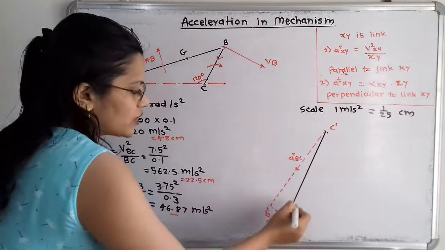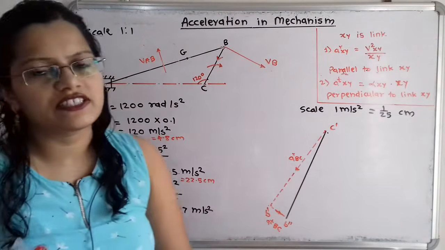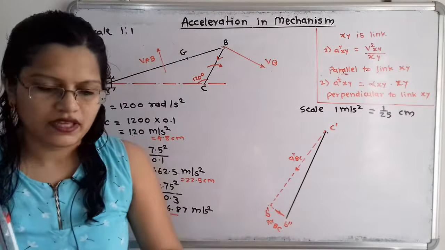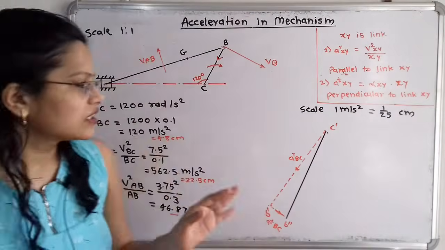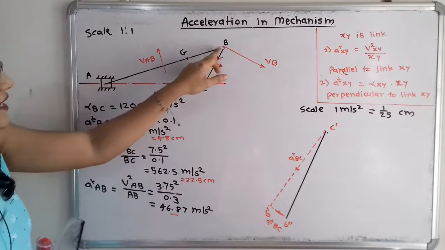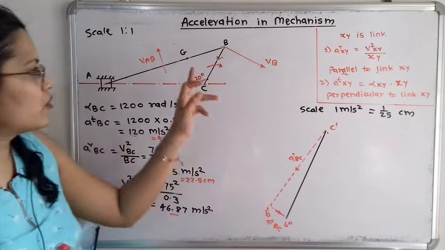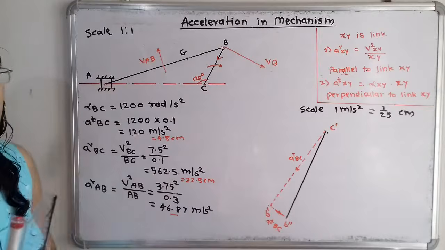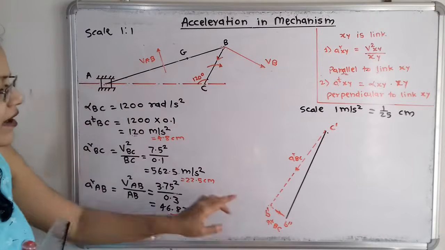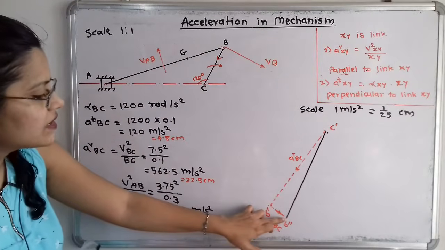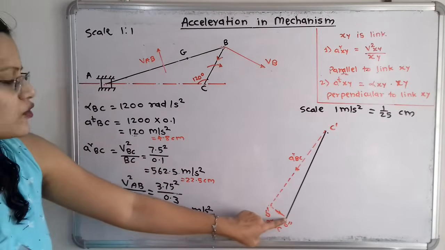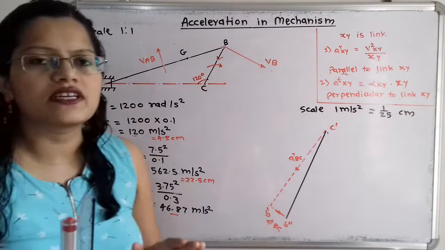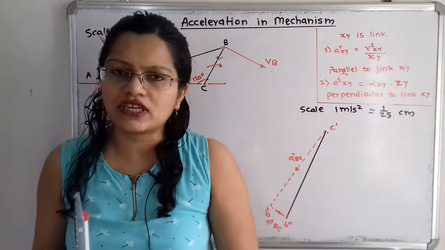So this is the total acceleration. For total acceleration I will use the black marker. Now, in the same way again, we have to draw the radial component and tangential component for this link BA. For this link BA, again we will refer to B double dash, because B double dash is the end point. From this we have to draw the radial component and tangential component.